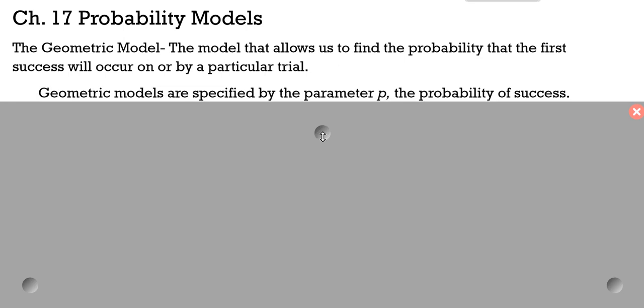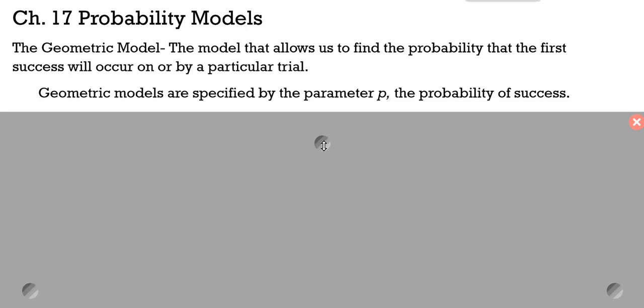And that, as we already kind of showed you, is the geometric model, which allows us to find the probability that the first success will occur on or by a particular trial. Our calculators are going to come in very handy with this, even though for a lot of these types of problems, I don't know if you're actually saving any keystrokes by using the geometric function on the calculator, but on some problems it actually would help, right? And it's very straightforward. We practically know it already.